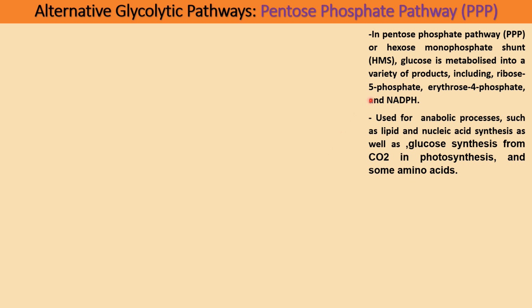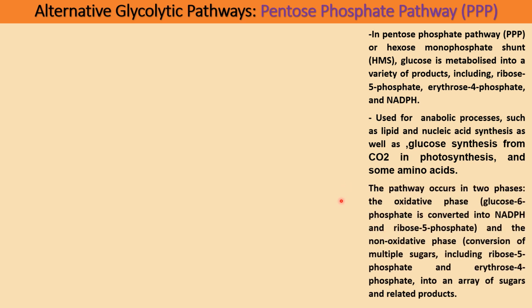In the oxidative phase, glucose 6-phosphate is converted into NADPH and ribose 5-phosphate, while in the non-oxidative phase, interconversion of multiple sugars, including ribose 5-phosphate and erythrose 4-phosphate, an array of sugars and related products take place. Now let us look at the pathway in detail.